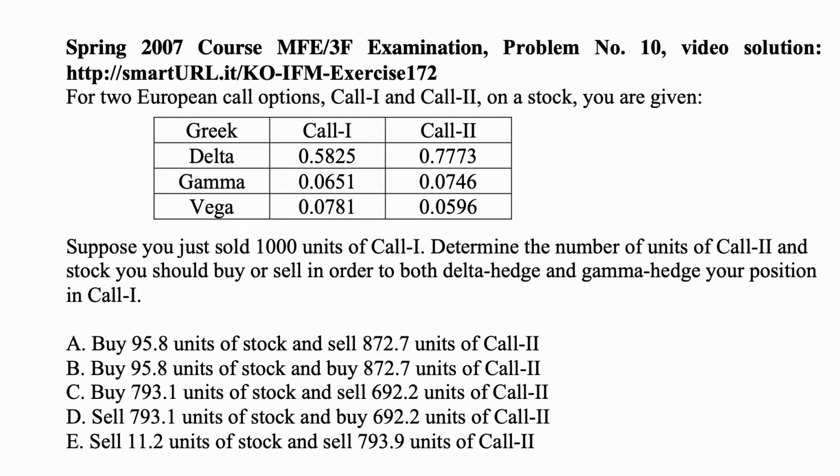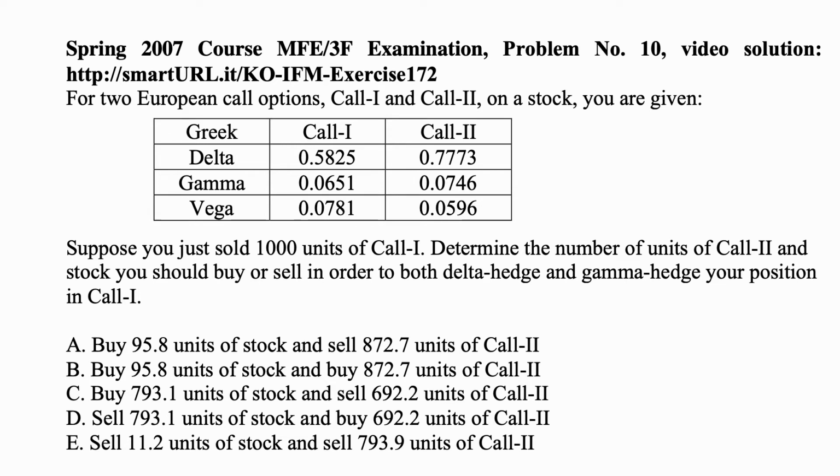Here's a problem for today for exam IFM. For two European call options, call 1 and call 2, on a stock you are given the delta of call 1 is 0.5825 and of call 2 0.7773. Gamma of call 1 is 0.0651 and gamma of call 2 is 0.0746 and vega of call 1 is 0.0781 and of call 2 is 0.0596. Suppose you just sold 1,000 units of call 1. Determine the number of units of call 2 in stock you should buy or sell in order to both delta hedge and gamma hedge your position in call 1.